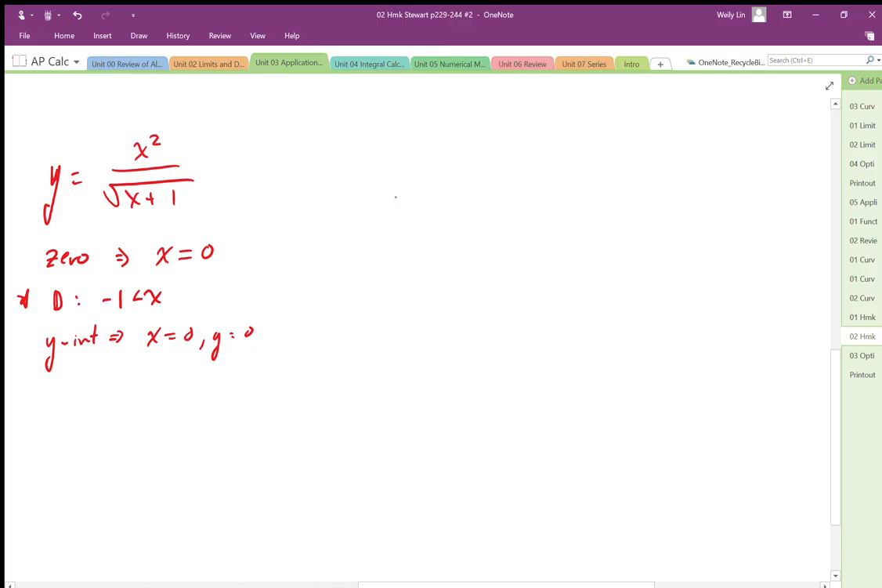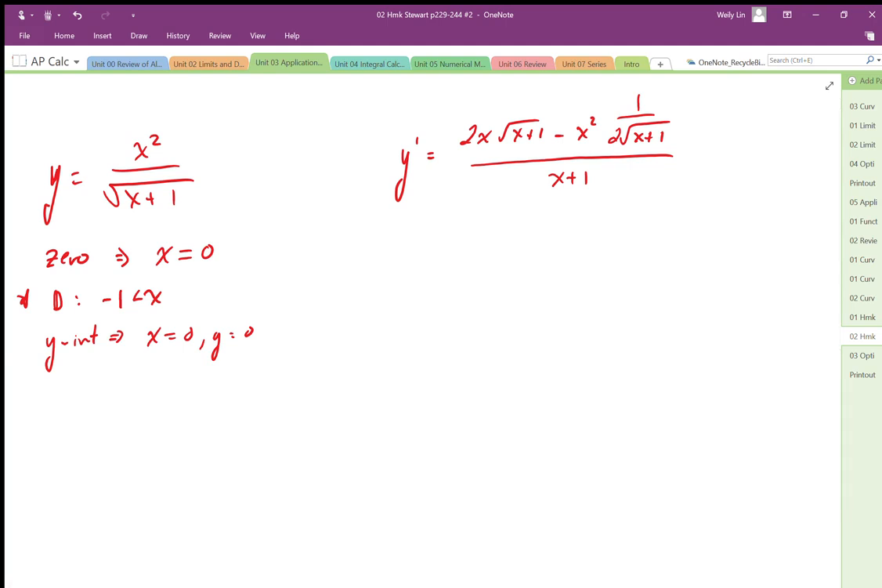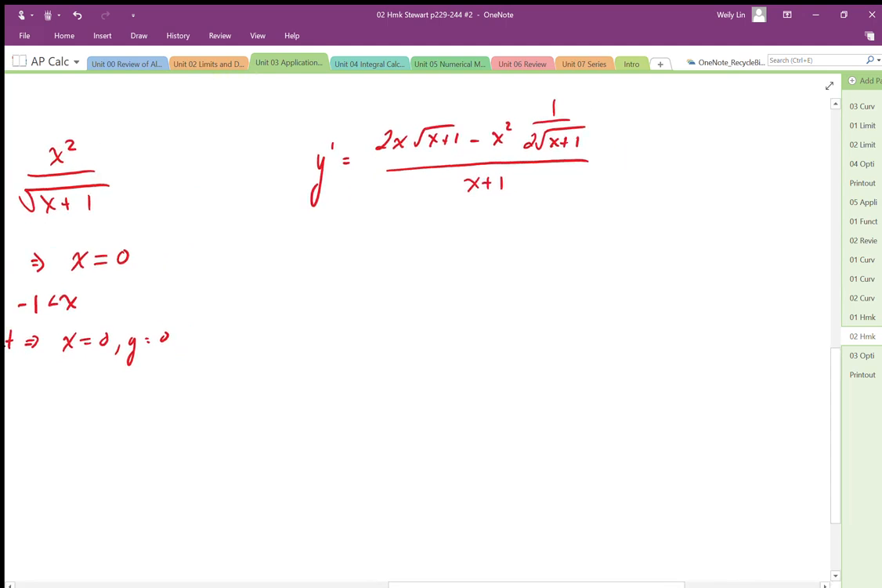So the derivative of this function, differentiating using the quotient rule, is going to end up being 2x root x plus 1 minus x squared times 1 over 2 square root x plus 1, all over the denominator, root x plus 1 squared, so it's just going to end up being x plus 1. So we want to simplify this expression and find the zeros for this.